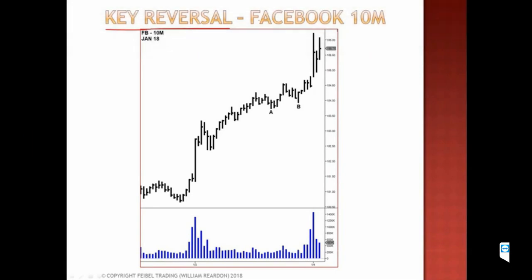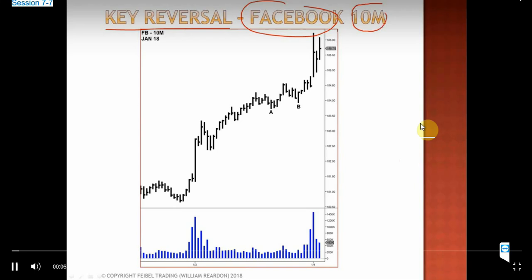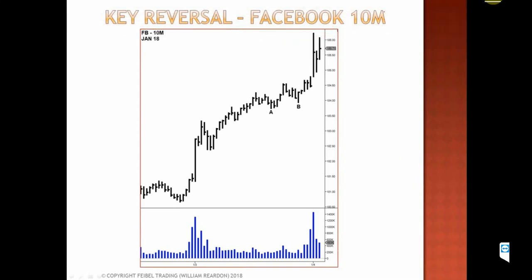Key reversals, bullish, Facebook using a 10-minute time frame. Now this is a lovely little study and it illustrates key reversal bars in the correct context, an uptrend. And these are the perfect times or occasions that one can pull the trigger for a potential trade as we have momentum on our side.